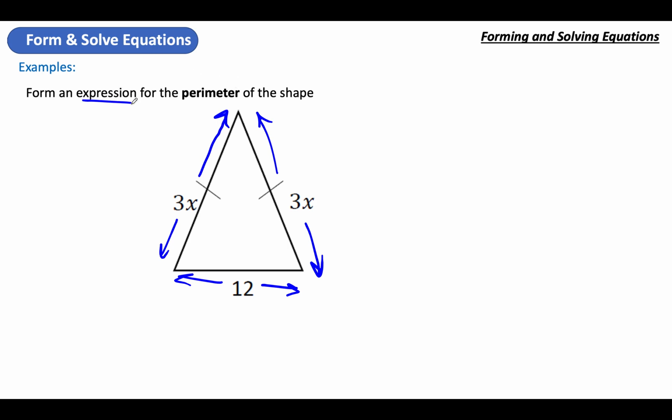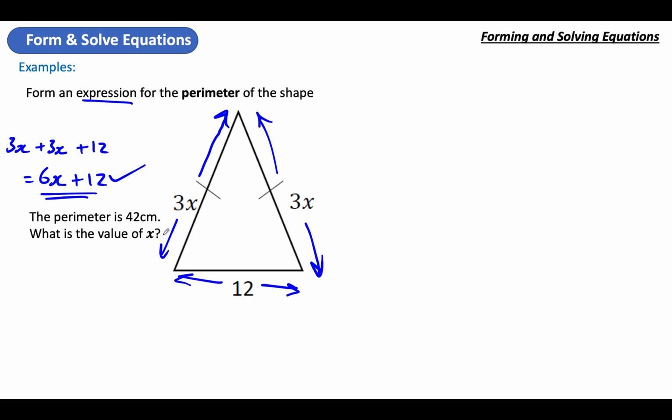Form an expression, so a bit of algebra, for the perimeter. Well, the perimeter is all the way around the outside, and normally if they were just numbers, I would add them up. So I do that just with a bit of algebra instead. I do 3x plus 3x plus 12. 3x plus 3x is 6x, and well, plus 12. I can't put that with the 6x. That just is the expression. Yeah, 6x plus 12. And I've simplified it as well. Generally do simplify if you can.